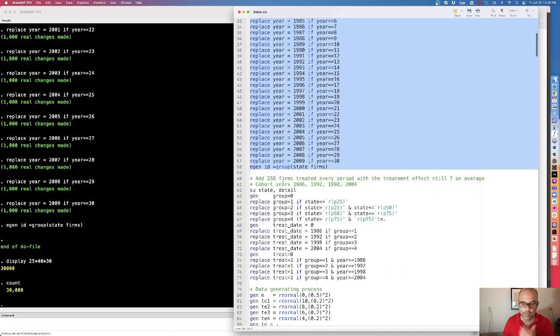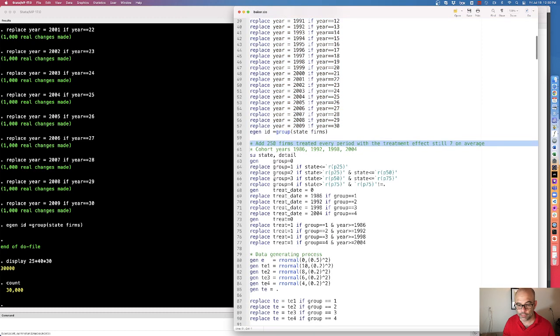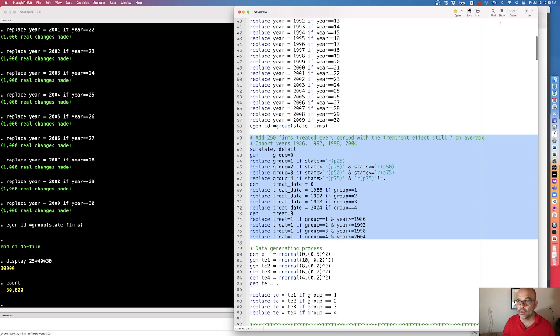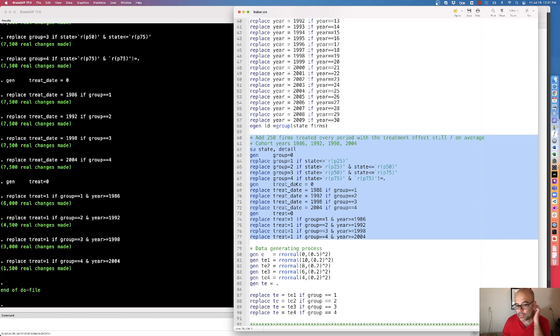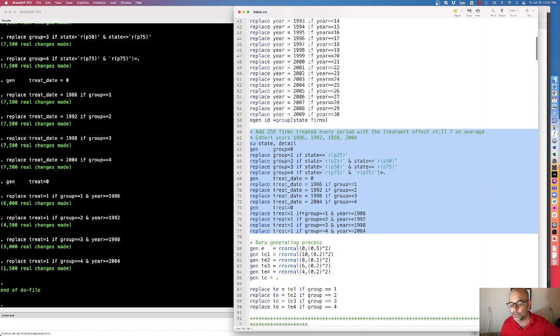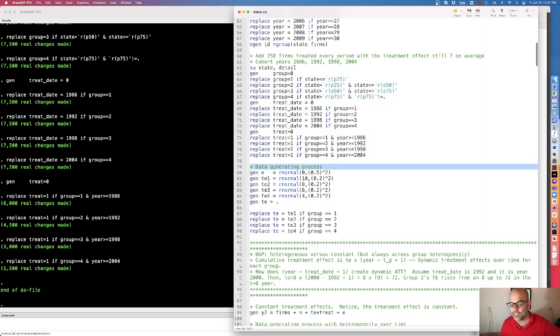Okay. So now I'm going to create differential timing. All right, and I'm going to have four groups. Group one is going to get treated in 1986, group two in 1992, group three in 98, group four in 04. And then I'm going to create a treatment dummy equaling 0 or 1 depending on when you were treated. Then I'm going to just have this simple data generating process.